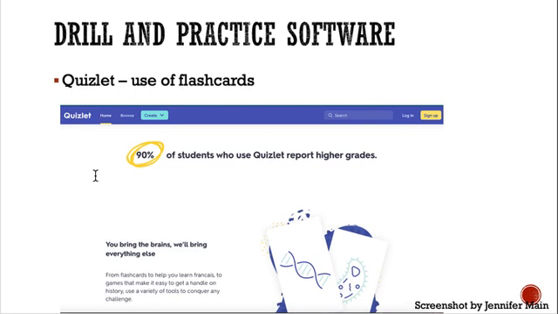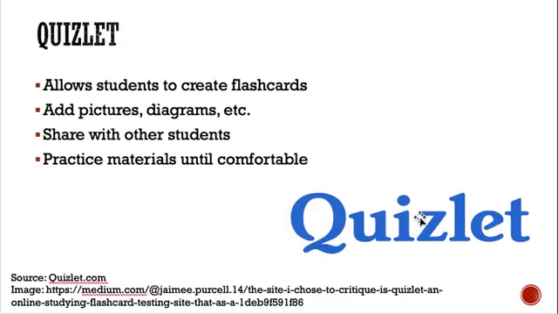Drill and practice software can include what is known as Quizlet. Quizlet is a very common drill and practice software used by students. This can range from grades in K through 12 all the way through college. Quizlet is a drill and practice software that uses flashcards. And as you can see from Quizlet's home screen, about 90% of students who use Quizlet do report higher grades. So now we're actually going to walk through Quizlet and what Quizlet offers.